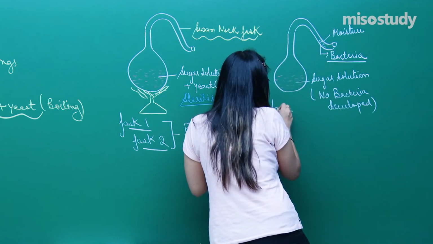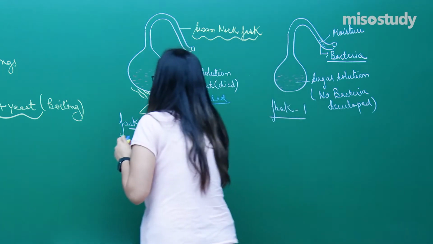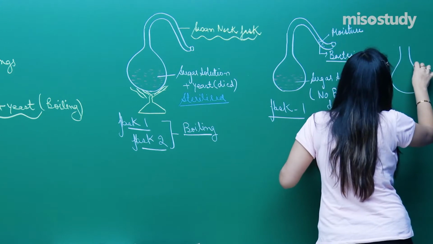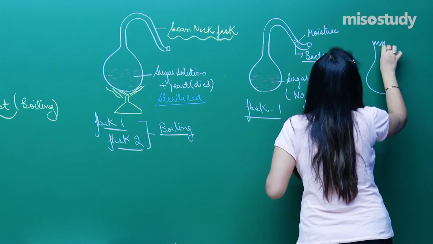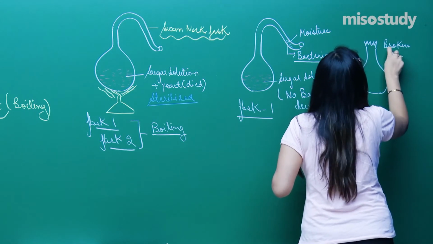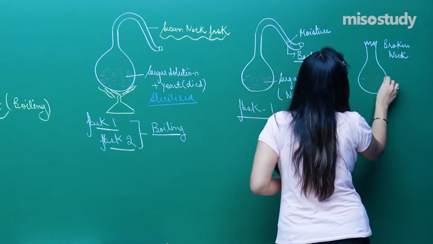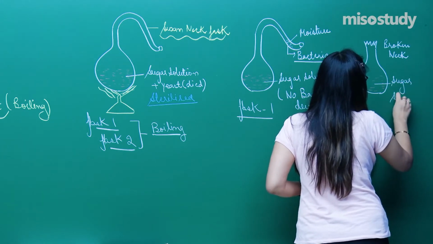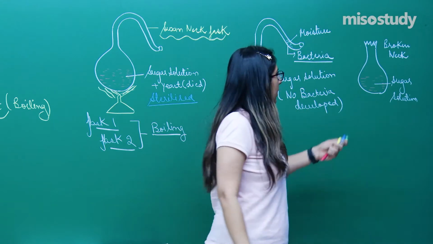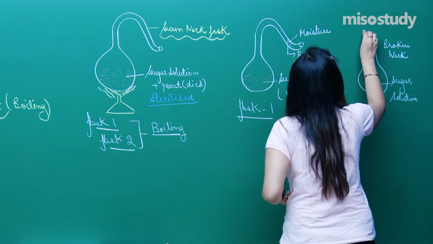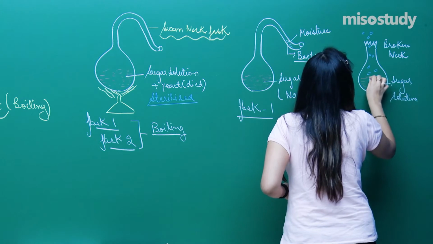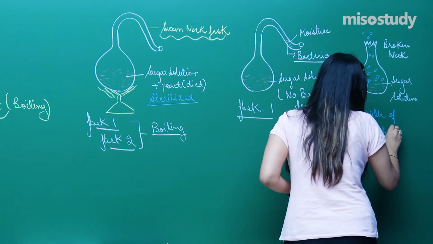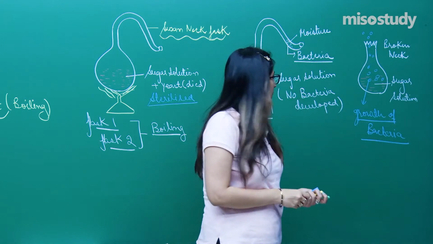This was flask 1. Similarly, in the second flask, the experimental conditions were the same, but it had a broken neck. Similarly, it had this sugar solution. As the neck was broken, the different pathogens, the bacteria and spores, entered into it and there was a growth of bacteria. Growth of bacteria was seen. So this was flask number 2.